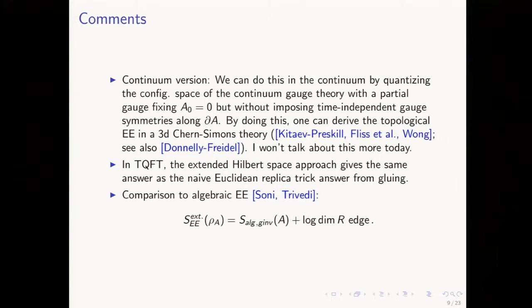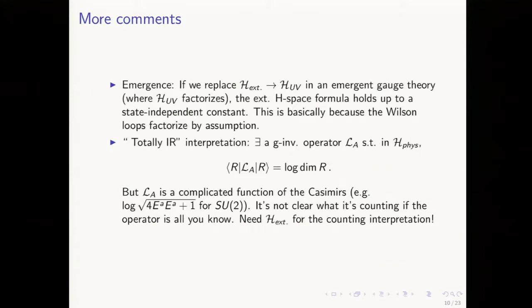Okay. So two more comments that are important. The first is this connection to emergent gauge theories that I mentioned earlier. So far this extended Hilbert space is a totally formal construction that we put in to demand that our theory factorizes. But if we replace this Hilbert space with the UV Hilbert space in a gauge theory that emerges from a factorizable theory in the sense that I described earlier, then this formula with this edge term will hold up to a state-independent constant. One example where you should be able to convince yourself that this is true is the case where your UV Hilbert space is the Hilbert space of lattice gauge theory where you don't impose any of the Gauss constraints at sites, and you impose the constraints dynamically by adding a term in the Hamiltonian, like in the toric code, for example. In a more general theory, your UV degrees of freedom will look very different, but this is still true basically because your Wilson loops factorize by assumption.